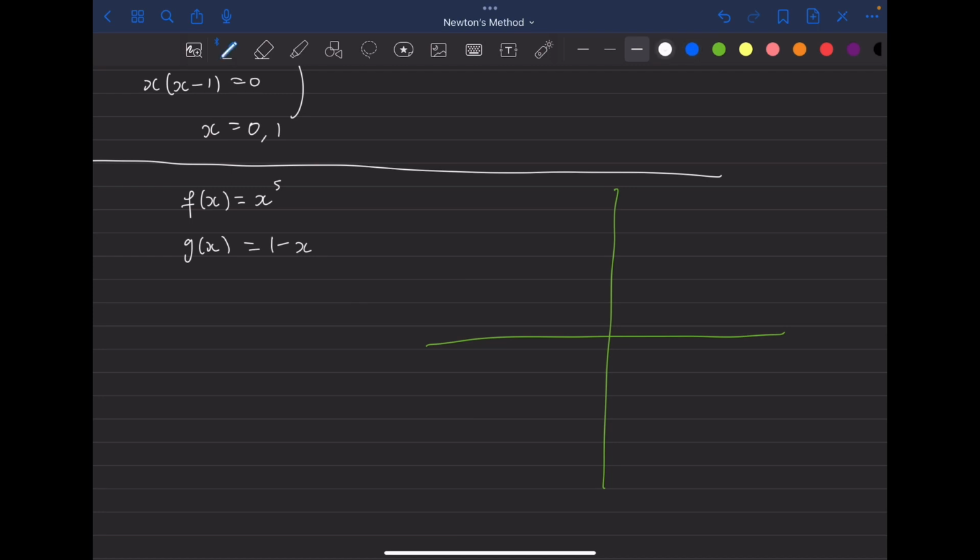Now I can start graphing them. So this would be x to the power of 5. It would be kind of like that, very similar to x to the power of 3, but a bit more flat here. And then for 1 minus x, it would look something like that. So we know that this is at 0, 1, and this is at 1, 0. And we are trying to find the intersection point, which is right here, this dot between the white and the yellow lines. We have to find that.